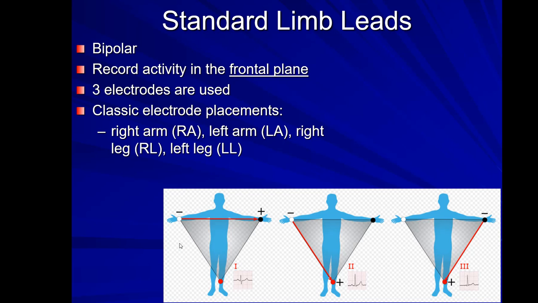All right, so if you look at this, lead 1 runs across here. So the right arm is negative, the left arm is positive. This is the axis of lead 1. Lead 2, right arm is negative, left leg is positive. This is the axis of lead 2. If you look at lead 3, left arm is negative, left leg is positive. This is the axis of lead 3.